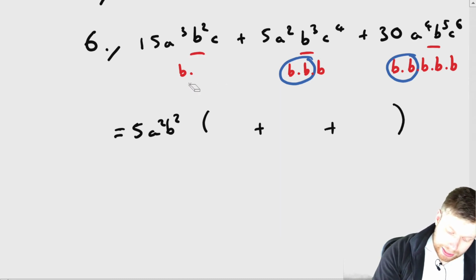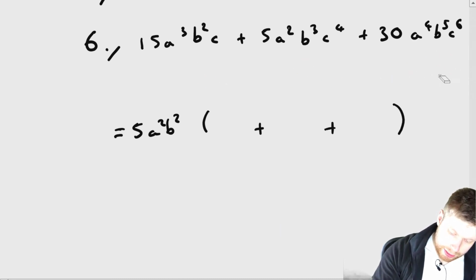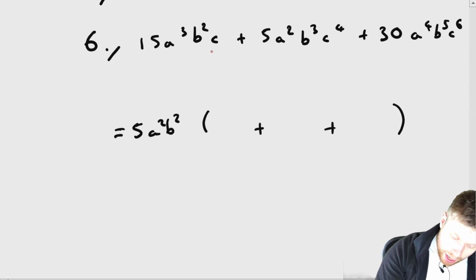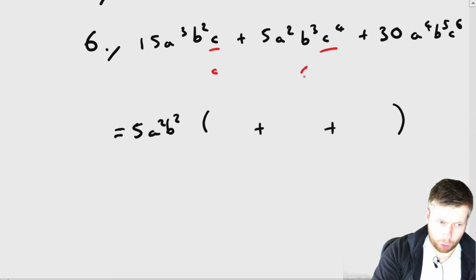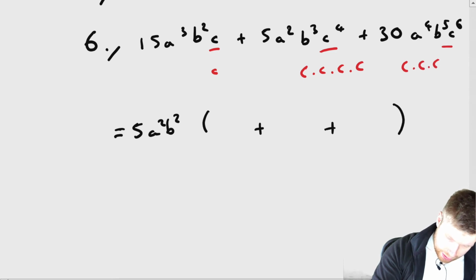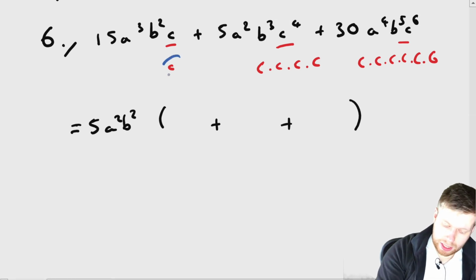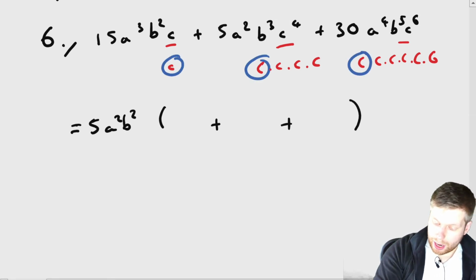All right, now let's have a look at the C's. So in the first, I have 1 C, so I've just got C there. Here I've got C to the power 4, which means I've got 4 C's multiplied together. And the last one, I've got 6 C's being multiplied together. So C times C times C times C times C times C. Okay, so I basically need to pull out the most number of C's. Well, there's 1 C there, 1 C there, and 1 C there.